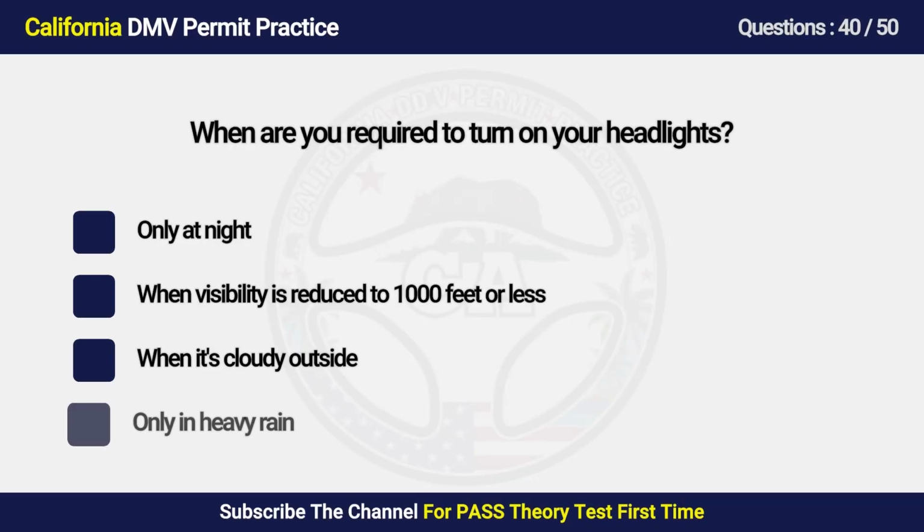Question 40. When are you required to turn on your headlights? A. Only at night. B. When visibility is 1,000 feet or less. C. When it's cloudy outside. D. Only in heavy rain.